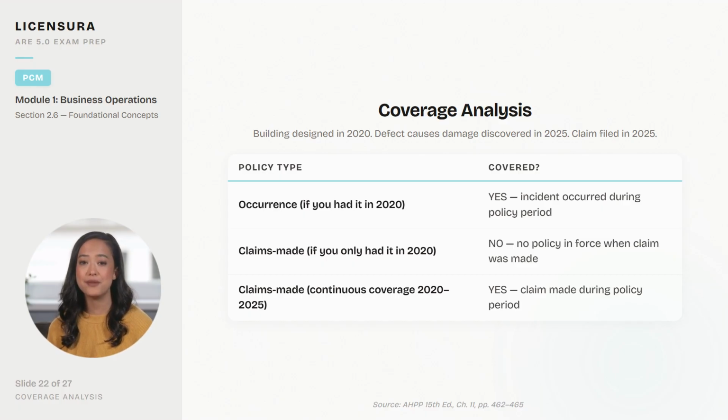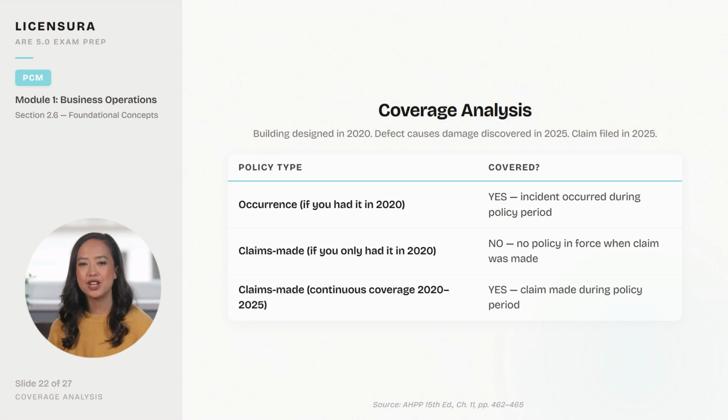But if you had a claims-made policy only in 2020 and then let it lapse, you're not covered, because you don't have a policy in force when the claim is actually made in 2025. However, and this is key, if you've maintained continuous claims-made coverage from 2020 through 2025, you are covered, because the claim is made during an active policy period.